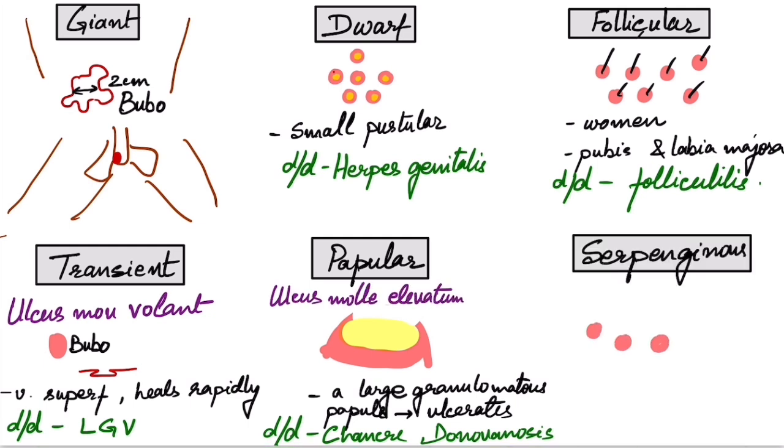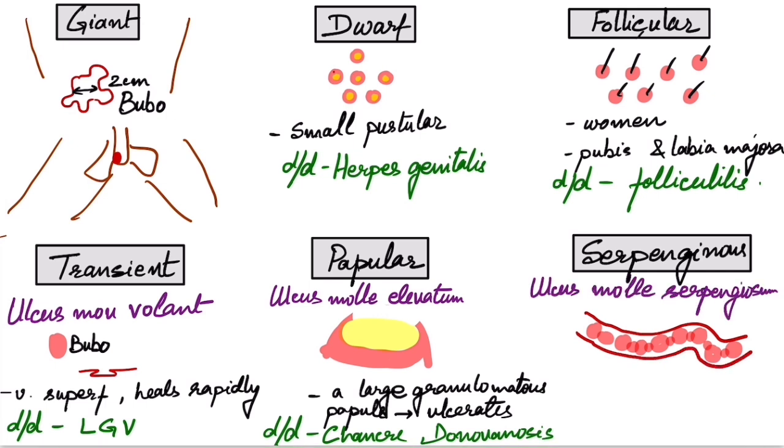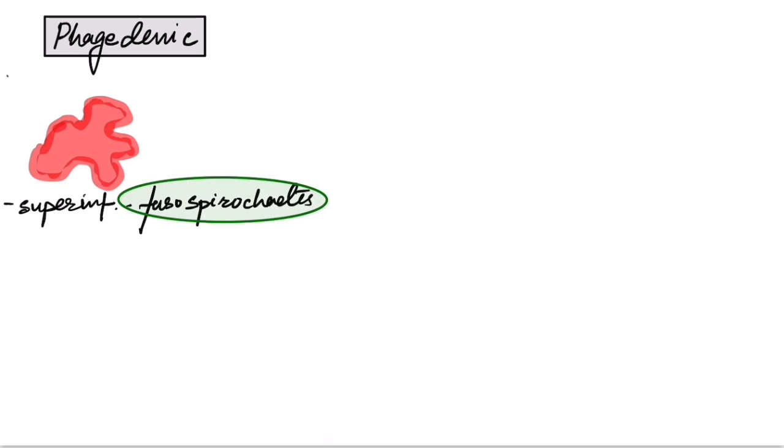Next one is the serpiginous. Here there are multiple ulcers arranged such that when they coalesce they form a very wavy pattern. It is known as ulcus molle serpiginosum. Next in the queue are the phagedenic ulcers. These are large destructive ulcers. They are mainly superinfected by fusospirochetes. These are a mixed colony of fusiform bacteria and spirochetes, and they are mainly known for causing Vincent's angina or trench mouth. They are also known as ulcus molle gangrenosum.